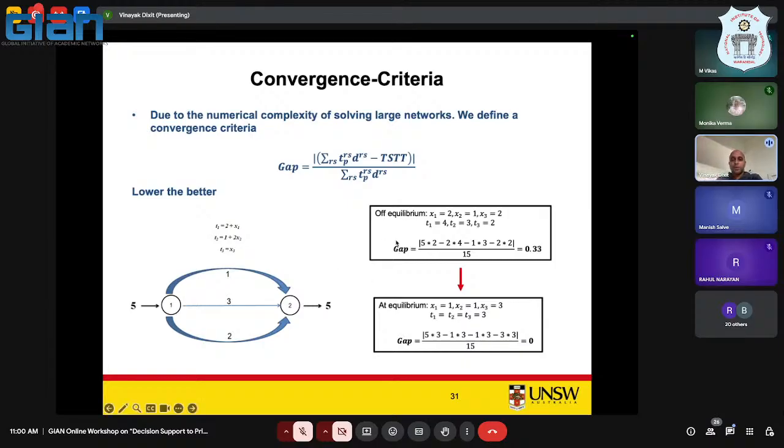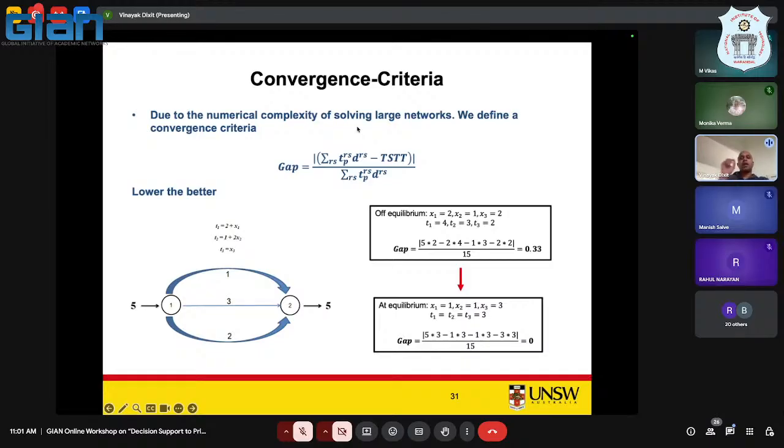some equilibrium. Now, the equilibrium solution is 1, 1, 3. So you take 1, 1, 3, right? So that will be 1 times 3 plus 1 times 3 plus 3 times 3. So that is basically 3 plus 3, 6 plus 9, 15. And 5 times 3 is 15. That's equal to 0. So at equilibrium, your gap is going to be 0.